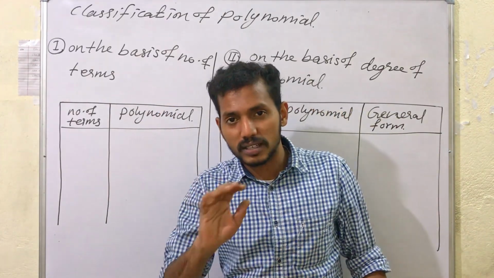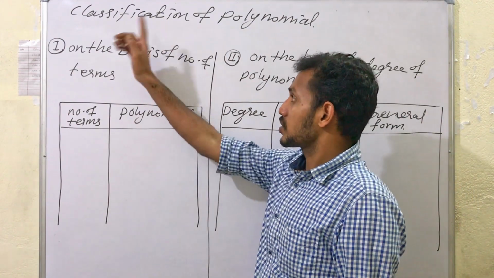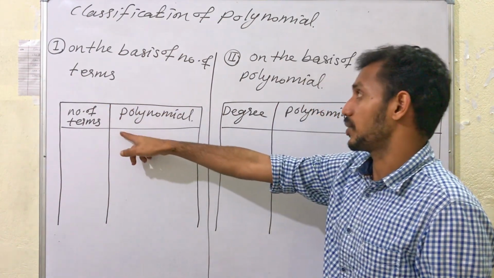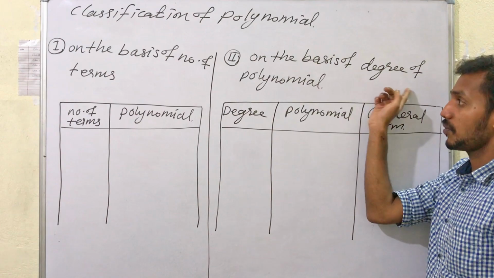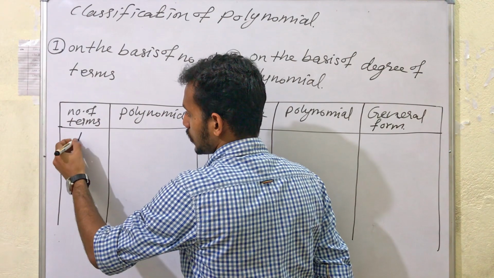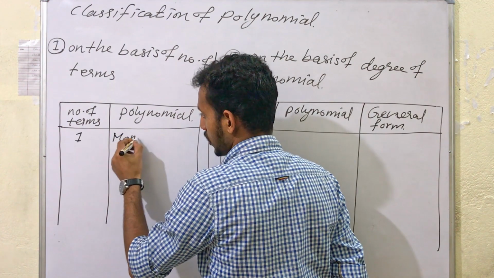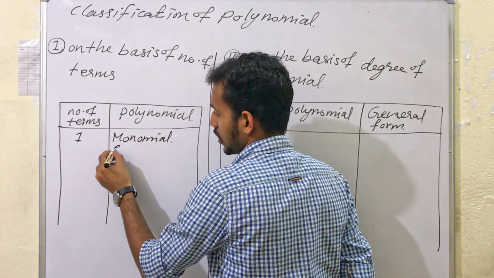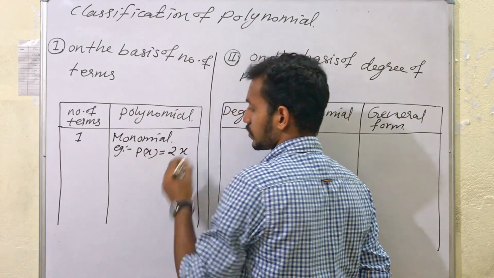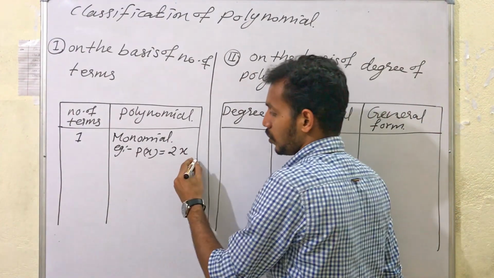Now we are going to classify the polynomials based on the concept we have discussed. First classification is on the basis of the number of terms present in the polynomial, and the second classification is on the basis of degree of the polynomial. So first, if the number of terms present in a polynomial is 1, then we will call that a monomial. For example, p of x is equal to 2x. This polynomial consists of only one term, therefore it is called a monomial.